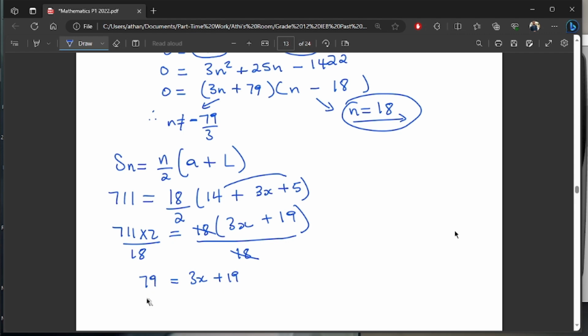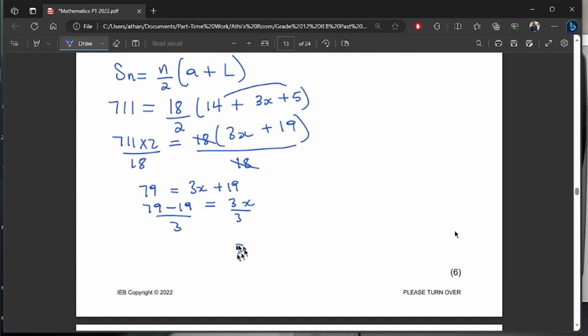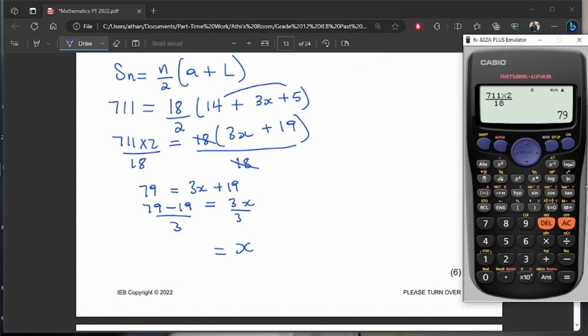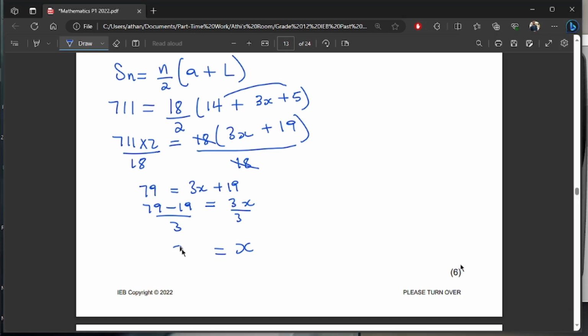The 19 must cross over to that side, so it's 79 minus 19. We will be left with 3x, but we have to divide by 3 both sides. Now the value of x is going to be the number that we get there. So it's 79 minus 19, whereby we get 60. We divide that 60 by 3. The value of x is 20. And that's how you get to have your 6 marks, guys.